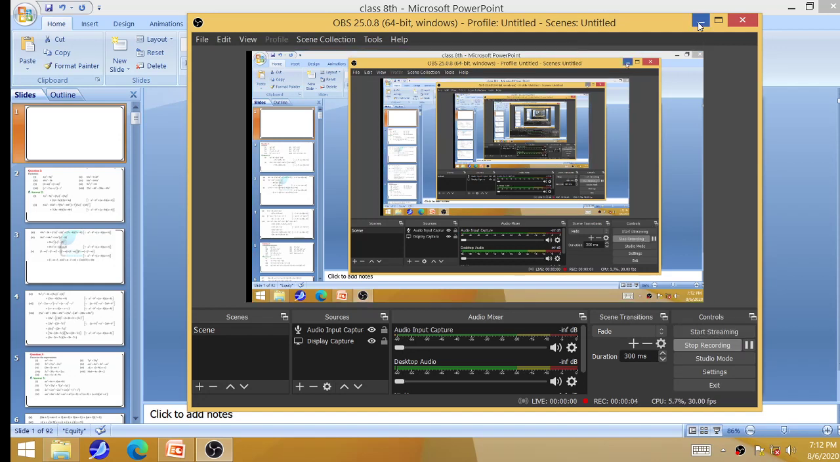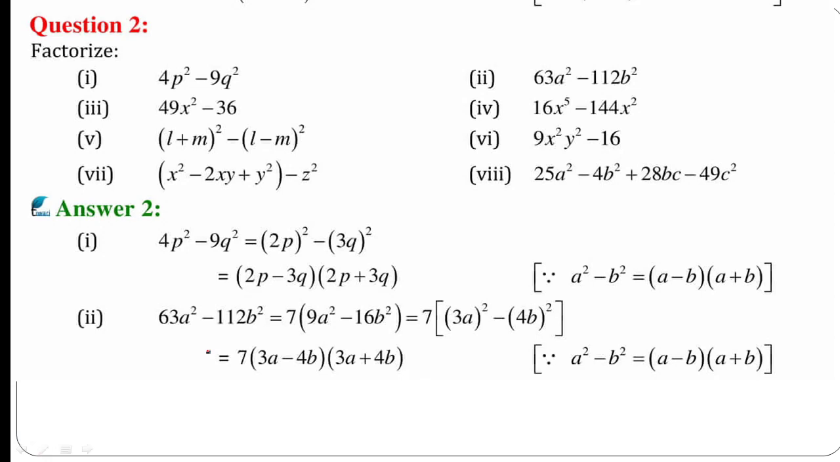Good morning, students. Today we are starting with our next question, that is question number 2. Question number 2 is factorize each of the following. First part is 4p square minus 9q square. So you have to remember the formula.